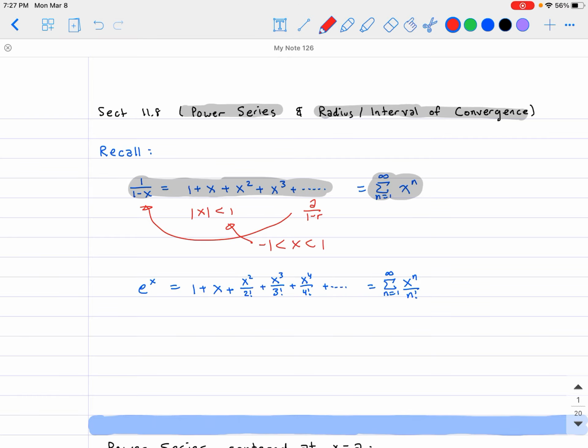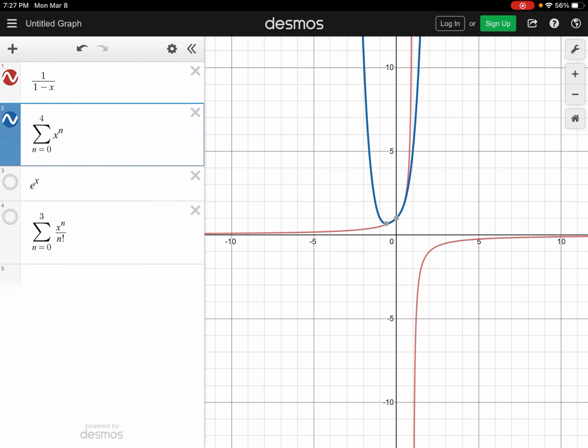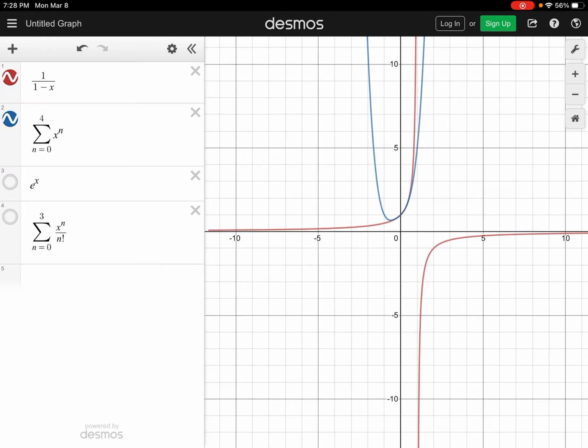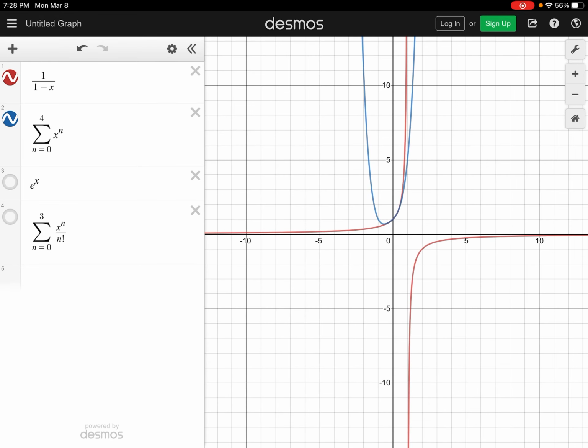Here, let me give you an illustration. If I go to Desmos, on my first equation we have 1 over 1 minus x. Now I'm going to introduce the second equation, the summation one that I just showed you on the right-hand side. That is what is known as the power series. Here we have n equals 0 all the way to the fourth term, so when n is equal to 4, you get that part as a polynomial. You'll notice the two graphs are almost identical to each other, so long as your x value is between -1 and 1. Everywhere else, it's going to look different.